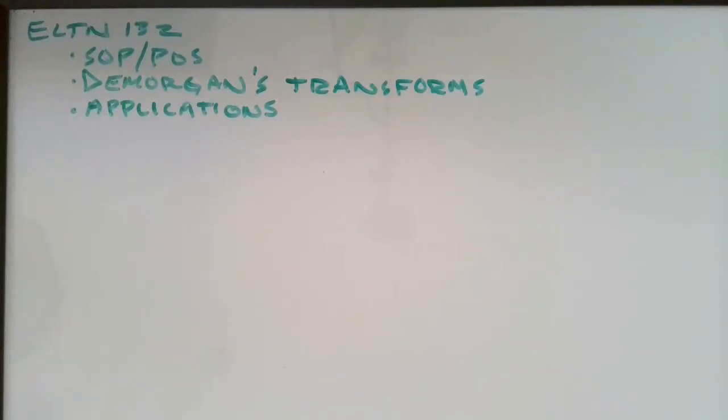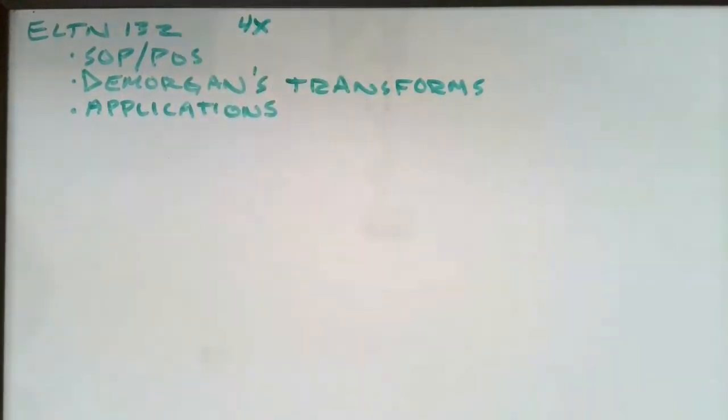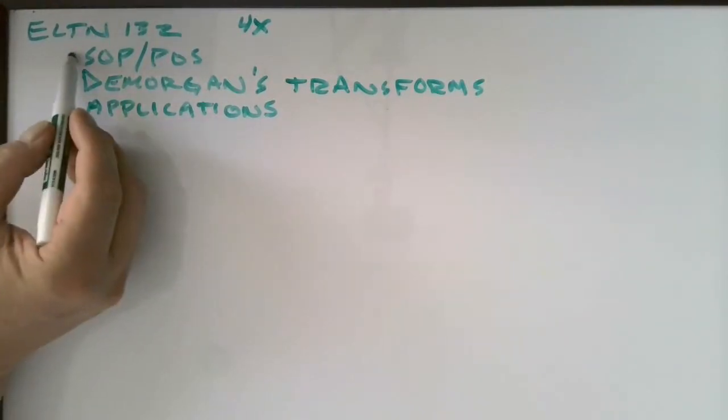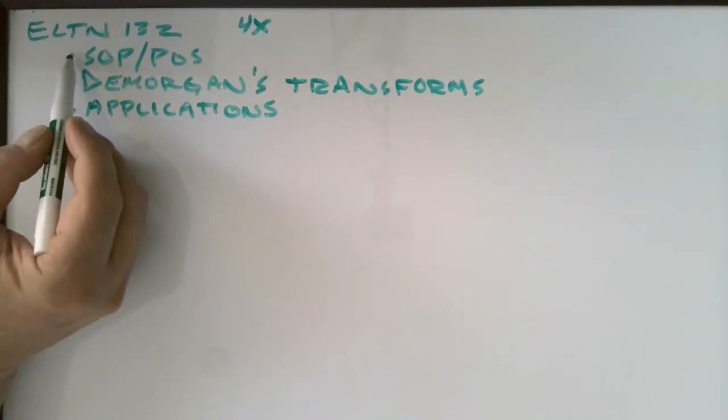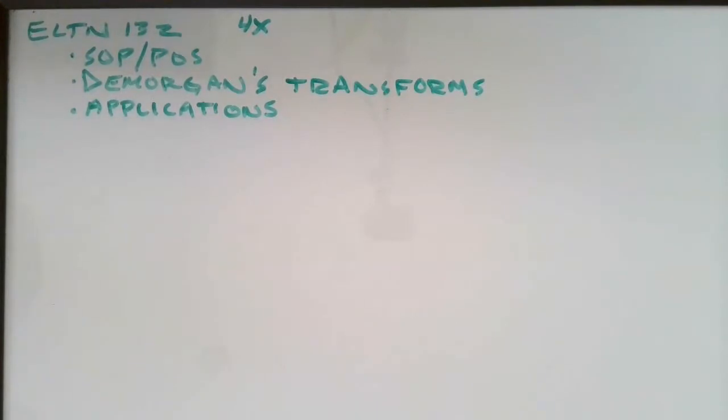Welcome to Unit 4X. This is for ELTN 132, just a short little unit. And we're going to cover a few topics here. The first thing that we're going to be looking at is what is called SOP and POS, and then DeMorgan's transforms or transformations, and then some applications of how these all work together.